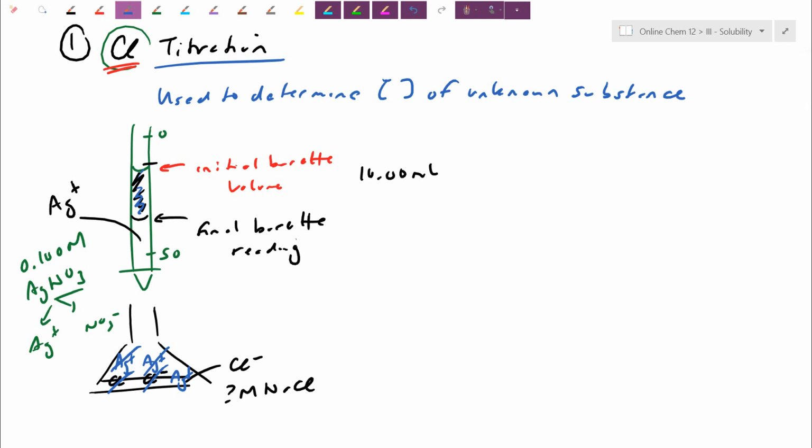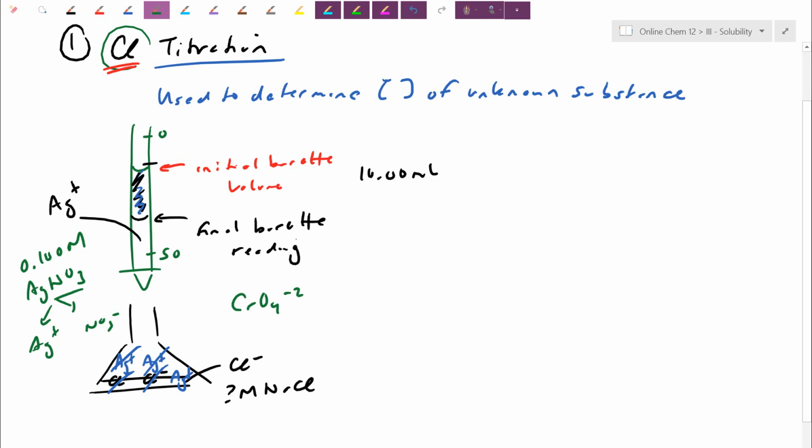How do we do the color change this time? This time we won't use phenolphthalein. Phenolphthalein was nice for us because it turns pink in a base solution. It stays colorless in an acidic solution. What we're actually going to use is a chromate indicator. So chromate here is CrO4 2-.